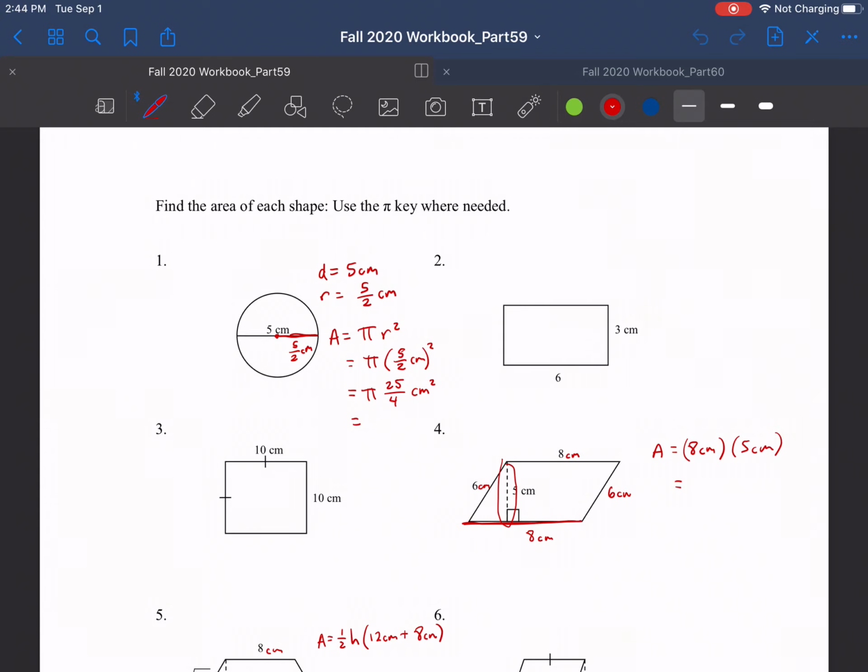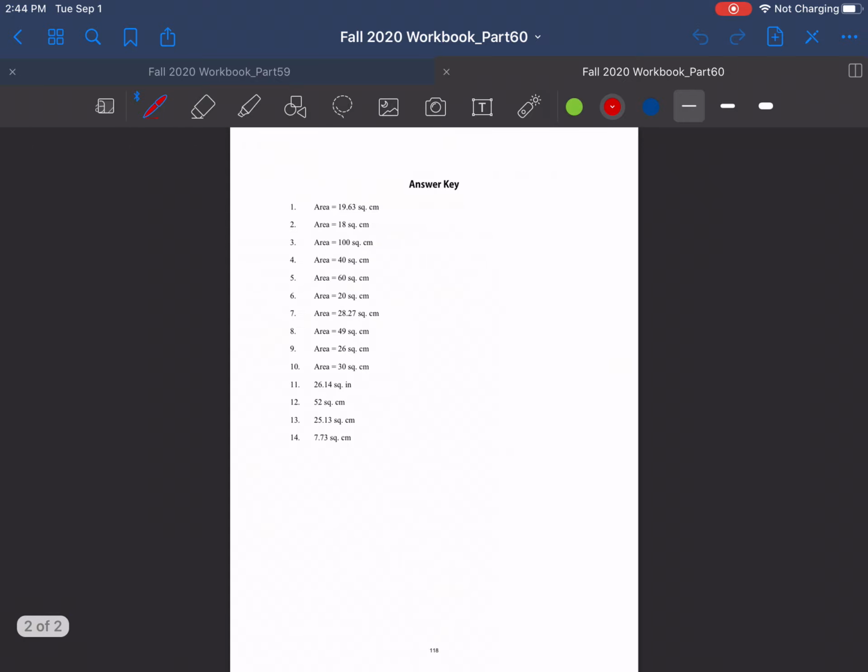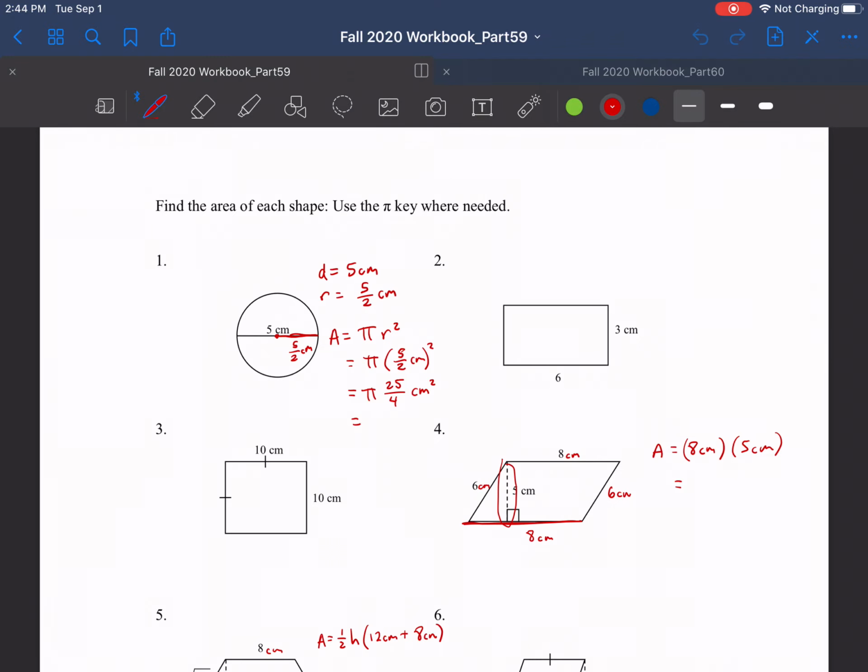All right, I'm going to go ahead and finish calculating these ones. Now, number one, I'm not going to finish typing that in because you have the answer right there. Typing it in your calculator, you get 19.63. All right, but we'll go ahead and start doing these other ones, finding the area of each of these.